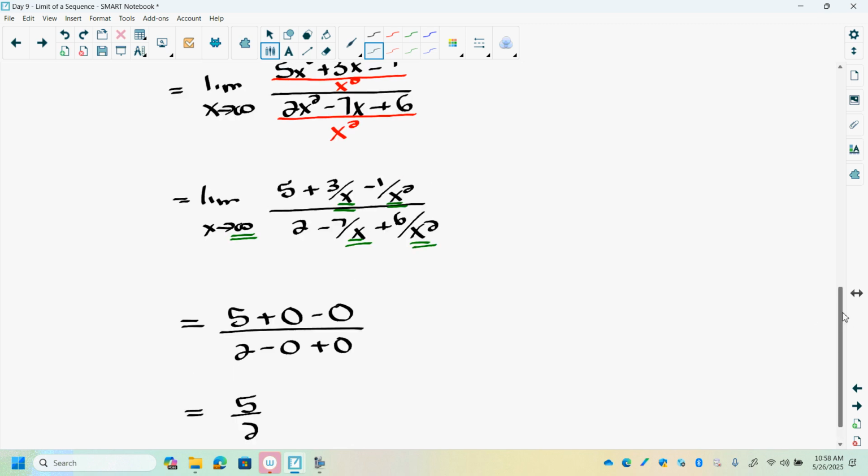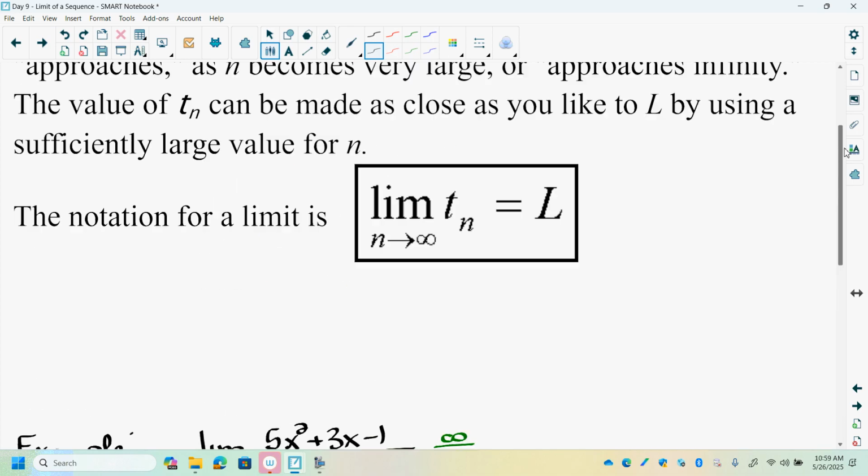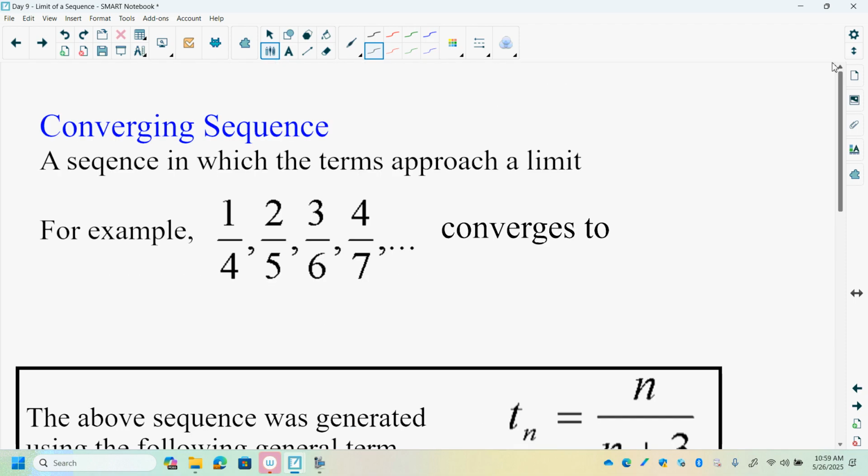We're going to use the same process today, only we're talking about sequences. And we're going to talk about 2 specific types of sequences. We're going to talk about converging and diverging sequences. So I believe you should have these notes.